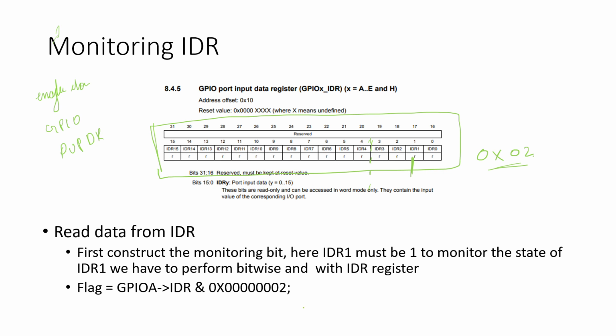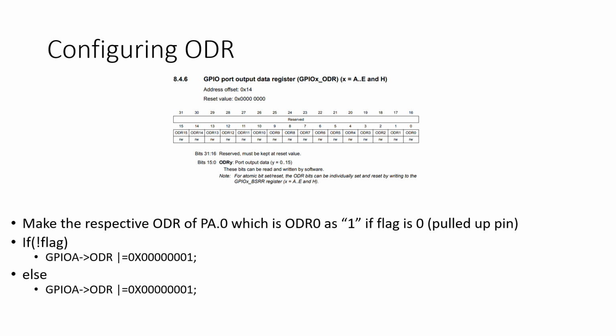Now what I will do is a simple bitwise AND of this number with IDR. If you are doing bitwise AND of 0010 with the existing data present here, this will only return me the data present in IDR1, that is PA.1, because 1 AND 1 will return the exact value present there. So based on that, I can do my next task.